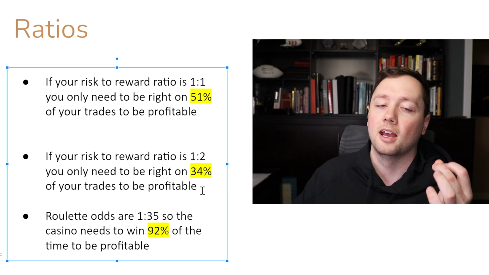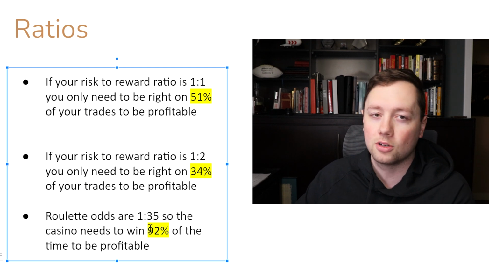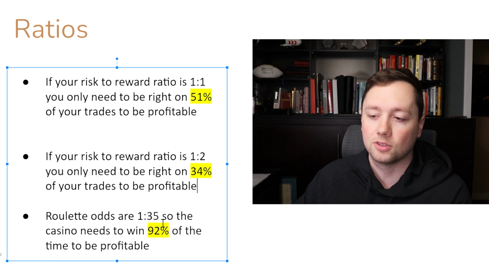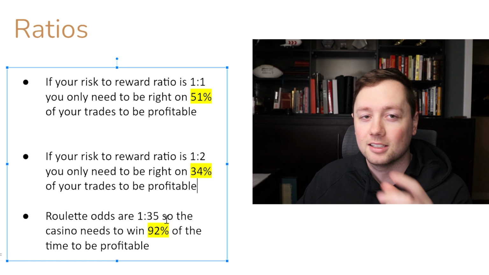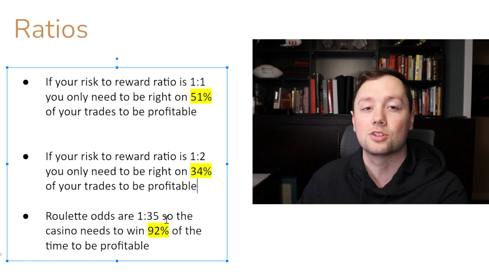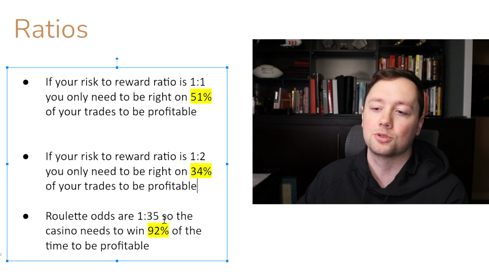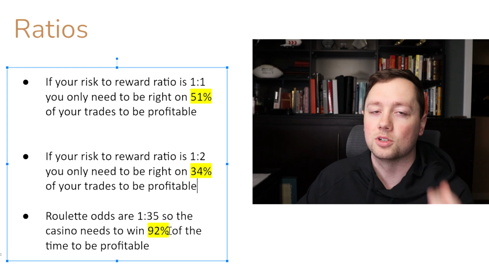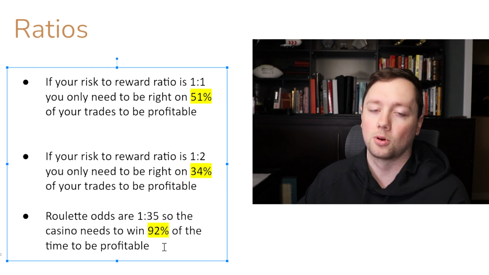If you go to a casino right now and you play roulette and you put $1,000 on one of the roulette numbers, they're going to pay you out 35-to-1. However, the casino knows that there are 38 options on that table, because there are 36 numbers and 0 and 00. So your odds of winning are actually 1 in 38, which means the casino only needs to win 92% of the time to be profitable.